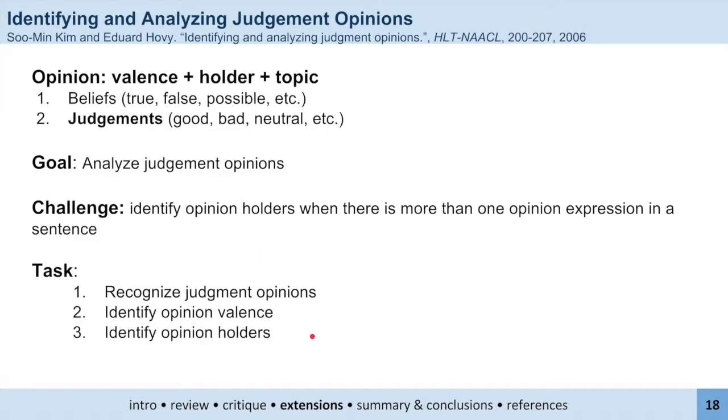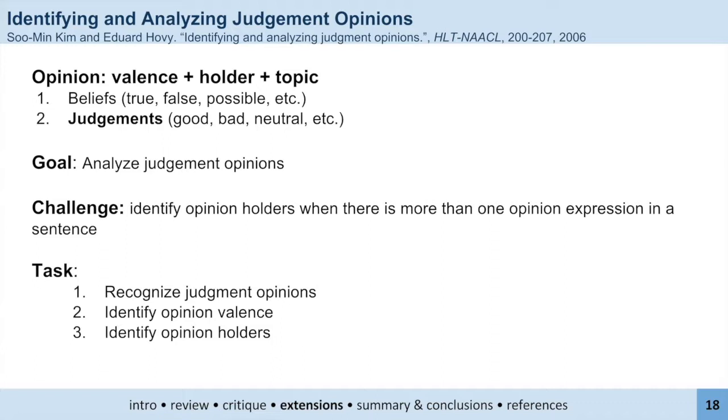This paper by Kim et al. introduces a method for analyzing judgment opinions. Opinions can be categorized into two types, beliefs and judgments. The paper focuses on the analysis of judgment opinions since there is a high agreement between human annotators on whether their judgment is an opinion or not.